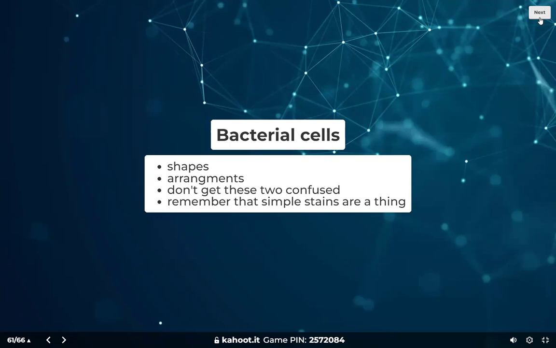It's a shape. And remember that simple stains are a thing. We've mentioned simple stains before. You're going to make your heat fix and then just stain with one stain. It helps you with contrast. And you can stain any cell, bacterial or eukaryote, with a simple stain. And when you do, it will be that color. So even a gram-positive bacteria, if you stain it with methylene blue in a simple stain, what color is it going to be? Blue. Okay. Gram-positive bacteria are only purple in a gram stain. That's it.